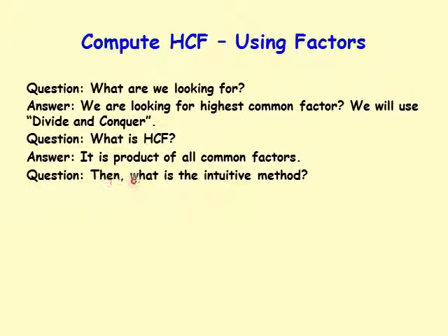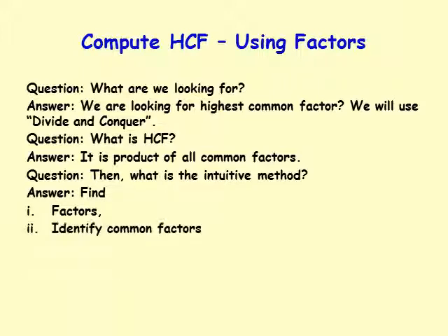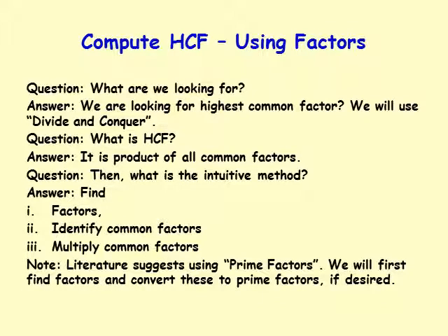So what's the intuitive method to find HCF? Find factors, identify common factors, multiply all common factors. So we find the factors of the first number, the second number, and so on, then identify the common factors of all the numbers involved, and in the end multiply all the common factors found.